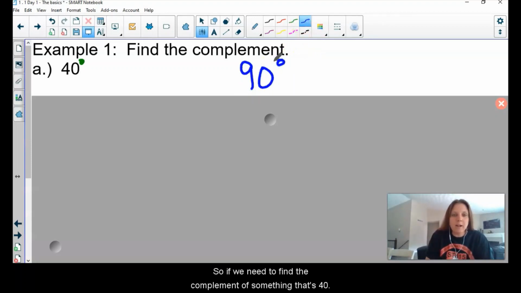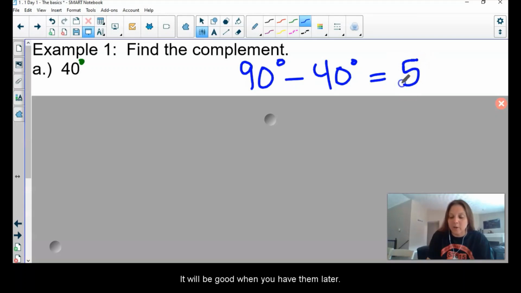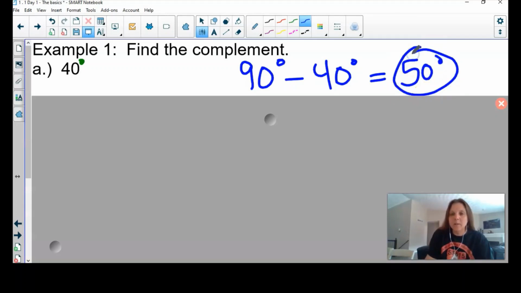So if we need to find the complement of something that's 40, all you have to do is take 90 minus 40. Again, I highly recommend you jotting these examples in your notebook. It will be good when you have them later to refer to them. Okay, so 90 minus 40 is 50.